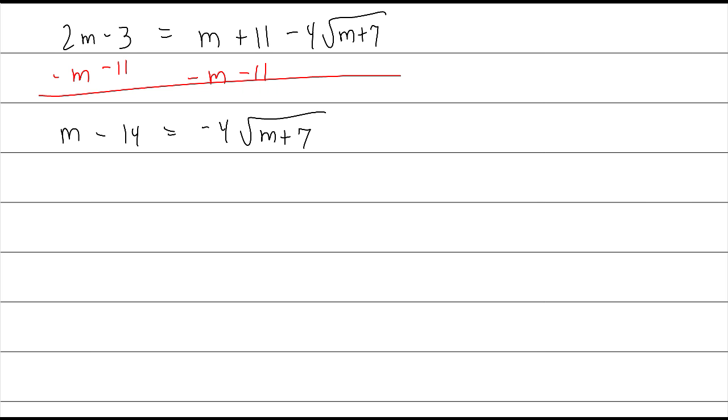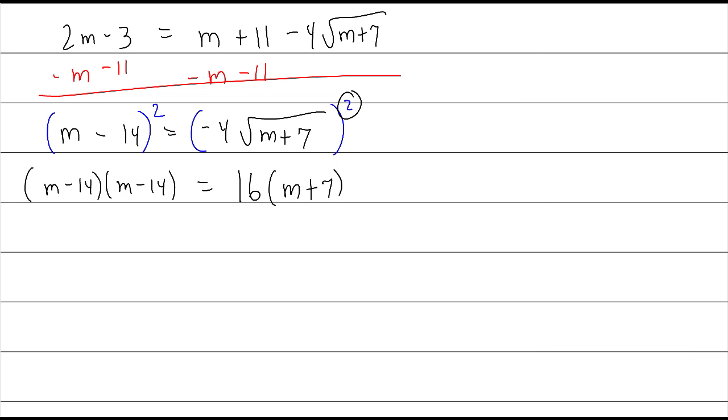So I'm going to square both sides to get rid of the radical. Okay, and like I said, remember, if this is just multiplied together, just leave it. It's easier. Okay, so that's m minus 14 times m minus 14 equals the square. Remember, when you square something that's multiplied, you just square them individually. So that's negative 4 squared, which is 16, and the square root of m plus 7 squared, which is just m plus 7. Okay, so this is not the worst thing to deal with.